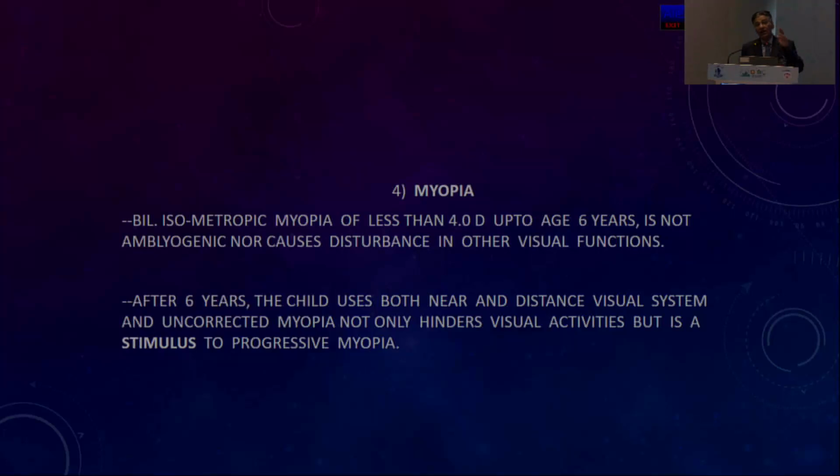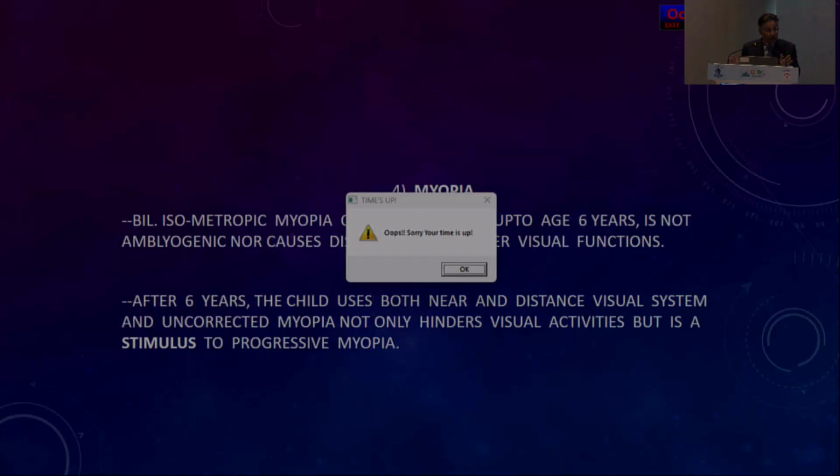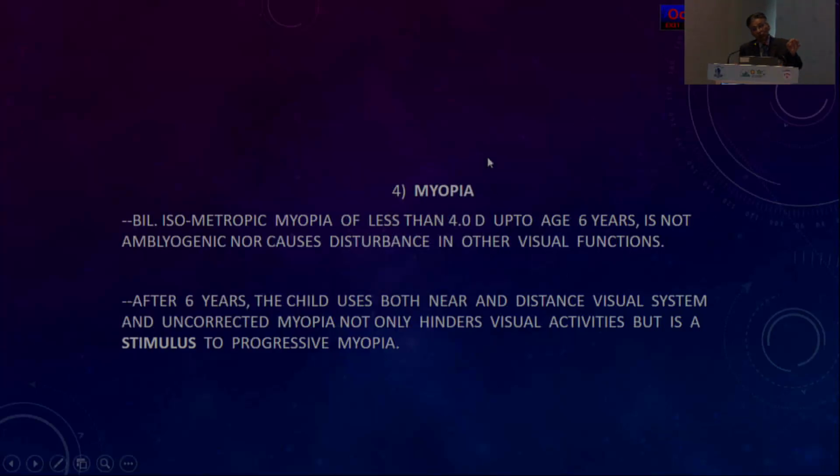So whenever a child comes to you before 4 years or 5 or 6 years with myopia, even a bilateral isometropic myopia, it is a 100% indication that it is going to go into progressive myopia. So you start with those drugs. We have atropine as number 1, pirenzepine, you have to start everything.